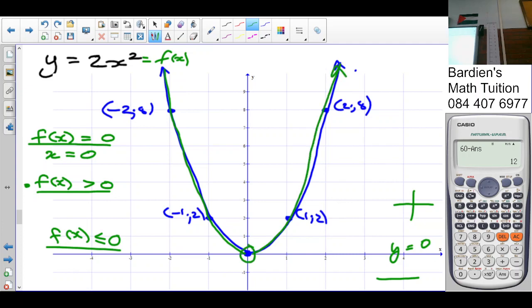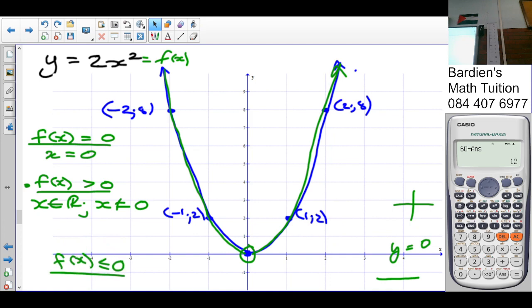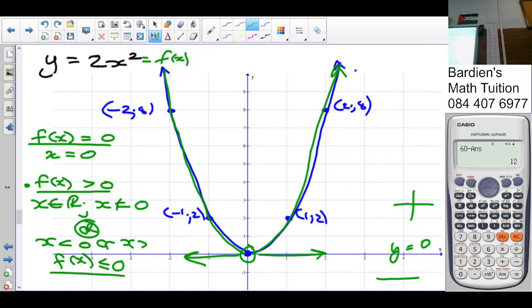Not so. Now there's two ways I can write that. I can say x is an element of all the real numbers, provided x is not equal to 0. That's one way I can write it. Or we can say x is less than 0 or x is more than 0. That is also acceptable. You guys understand?